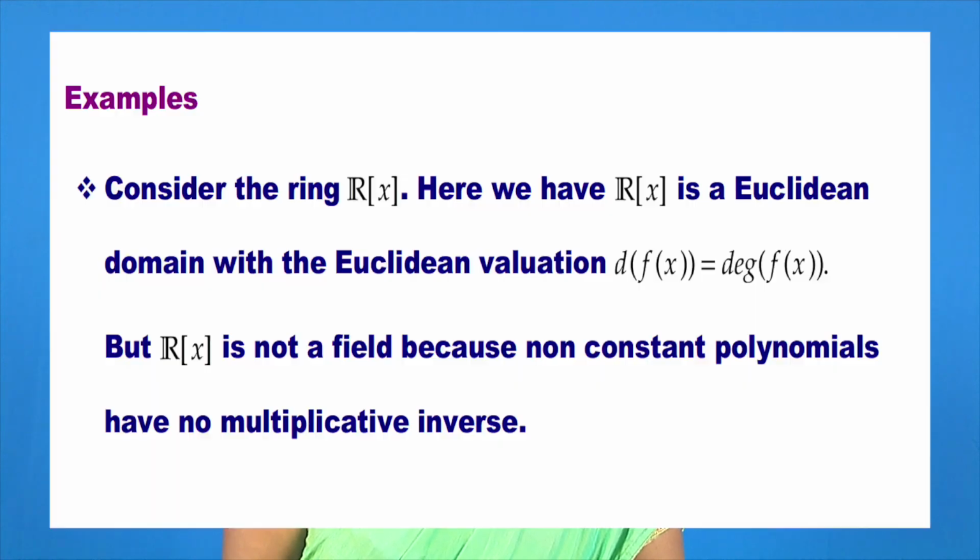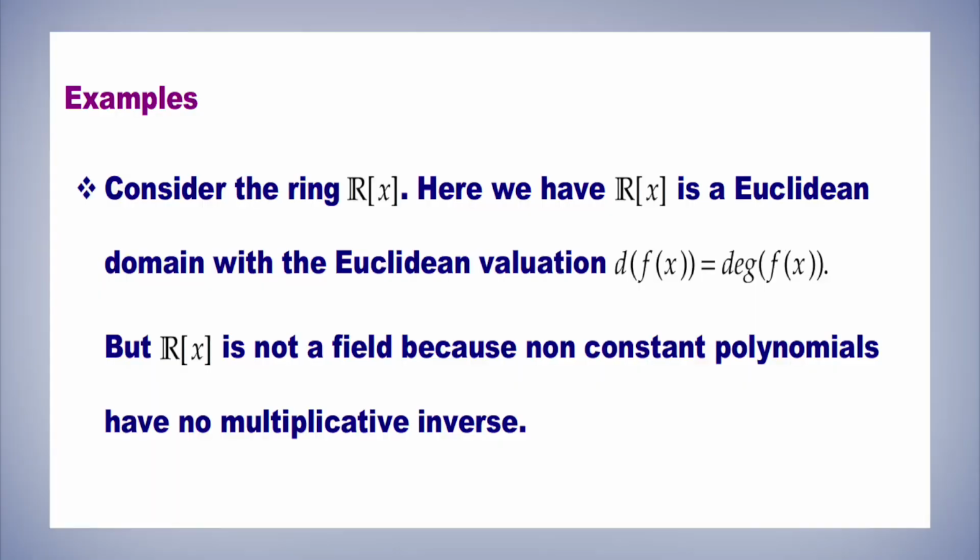Note that a Euclidean domain need not be a field. For example, consider the ring R[x]. Here R[x] is a Euclidean domain with the Euclidean valuation d(f(x)) equals degree of f(x). But R[x] is not a field because non-constant polynomials have no multiplicative inverse.